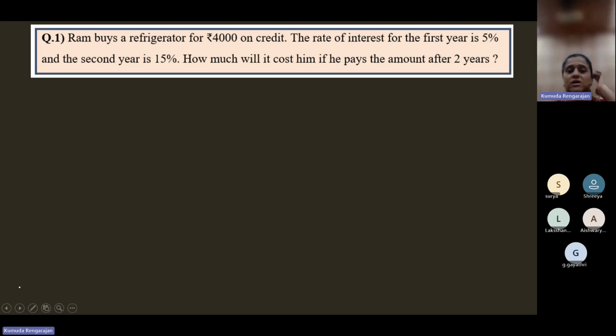Look at this question. Ram buys a refrigerator for rupees 4,000 on credit, meaning on loan. It takes a loan. Ram buys a refrigerator for rupees 4,000 on credit. The rate of interest for the first year is 5% and the second year is 15%. How much will it cost him if he pays the amount after 2 years?